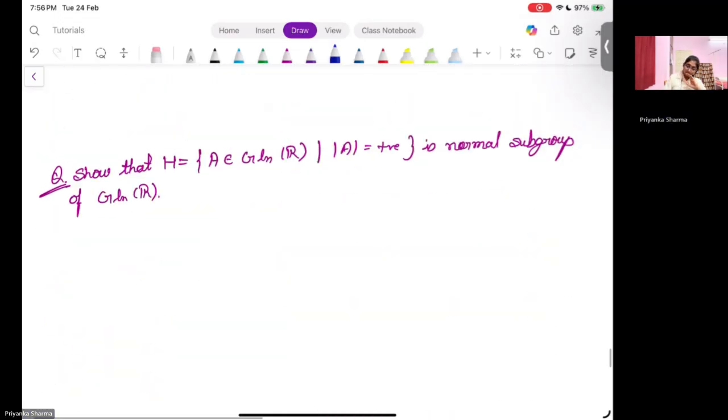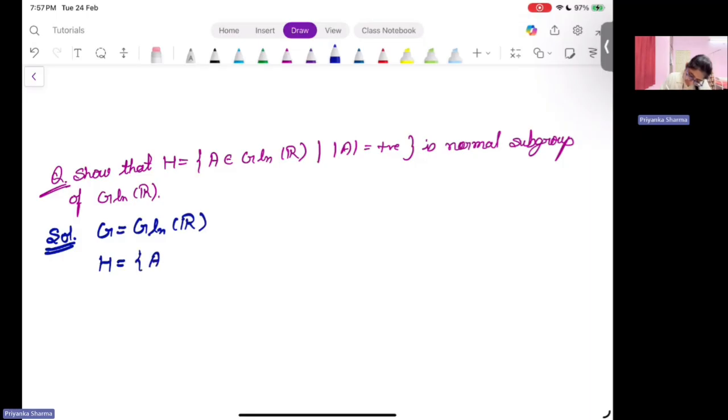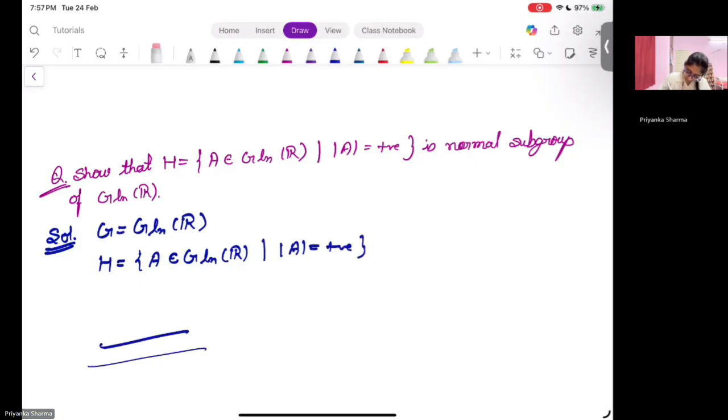Okay, now show that this is a normal subgroup in the given group. So here the group is GLnR, that is, n by n non-singular real matrices. And what is H? This is the set of all those matrices in GLnR such that it has a positive determinant.